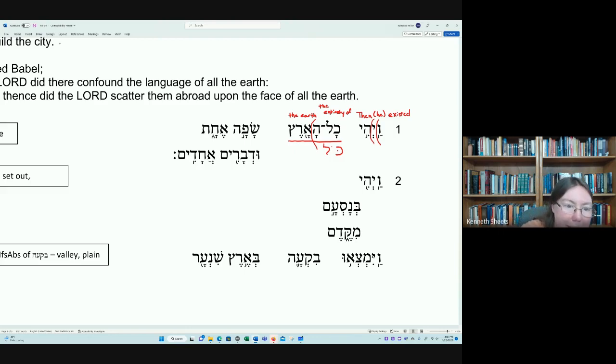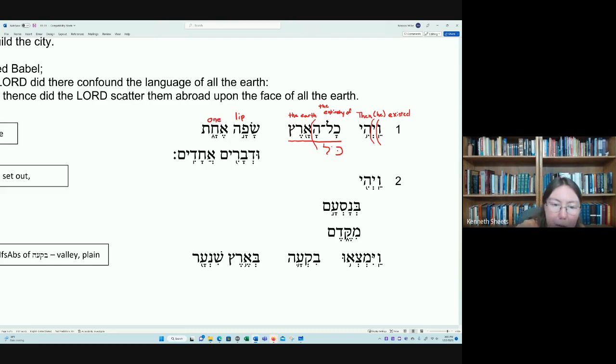So then the entirety of the earth existed how? Well, this is the description right here, the rest of the verse, of how it is that the earth existed. So safa, this is going to be a feminine word meaning lip. And so you can see lip, and then echad. Well, that's that numeral, that cardinal number 1 that we saw that modifies a feminine noun. And so thus we have then one lip.